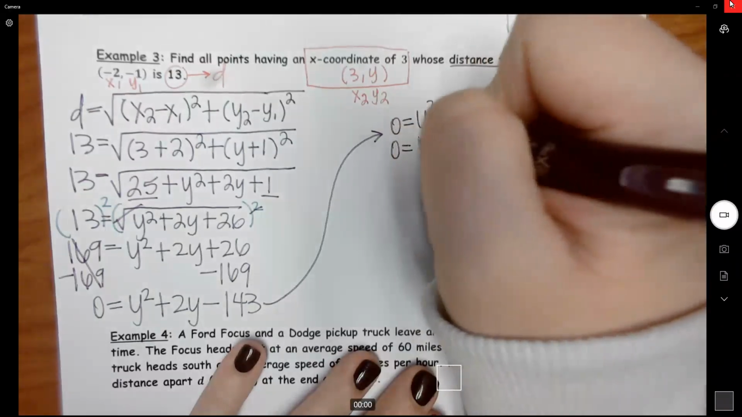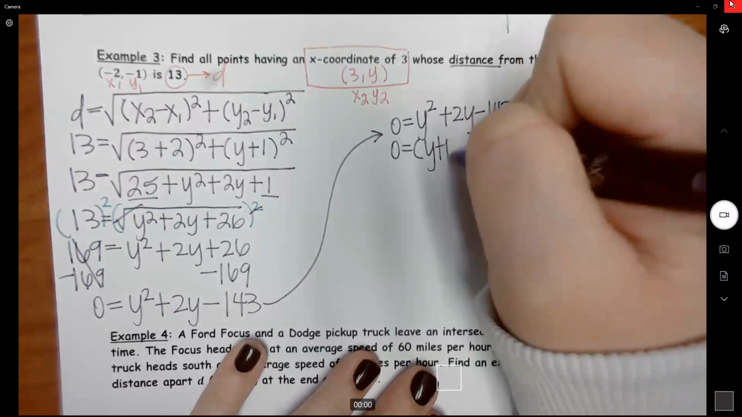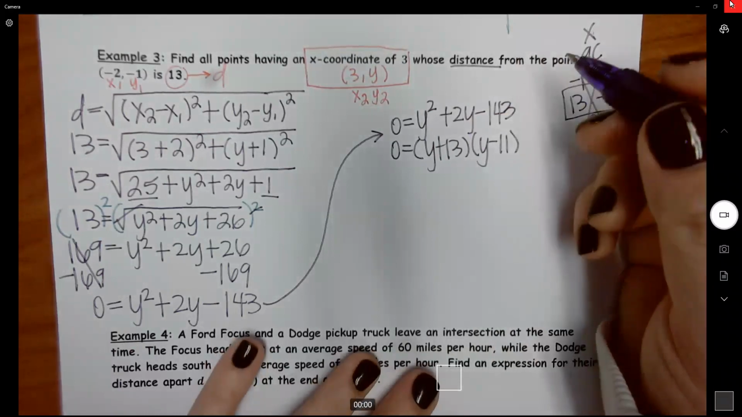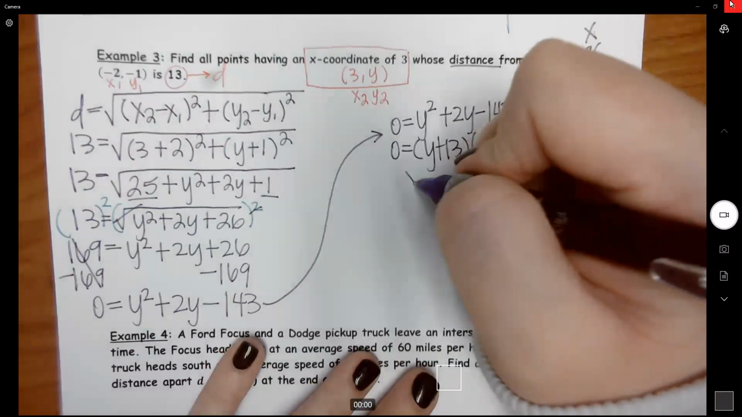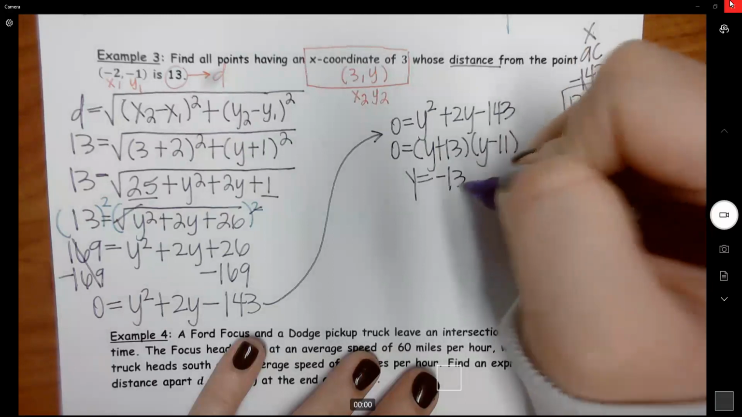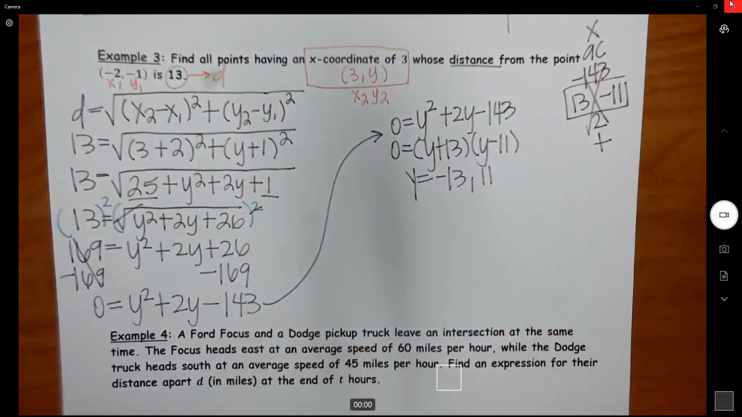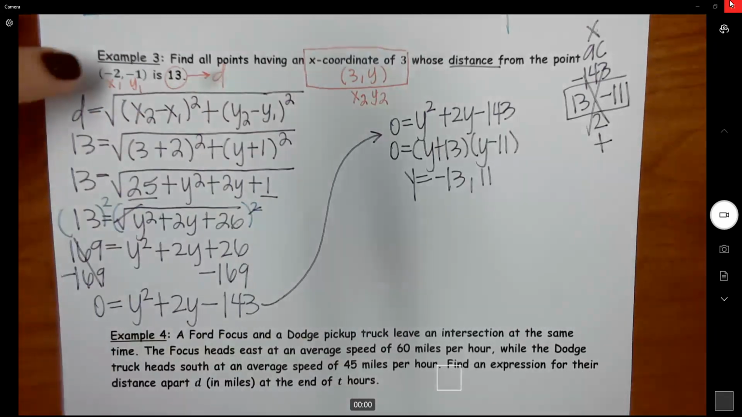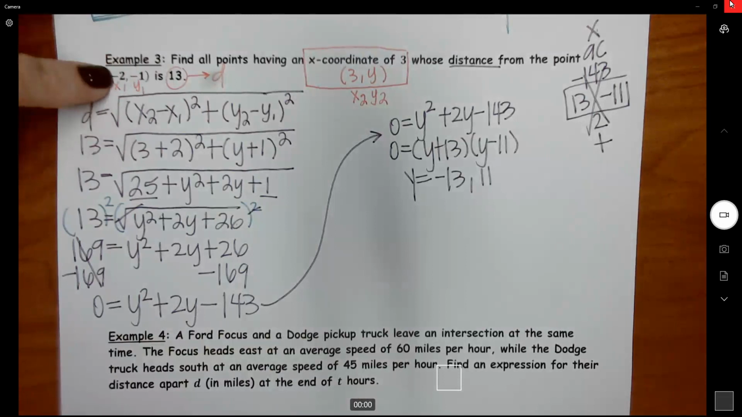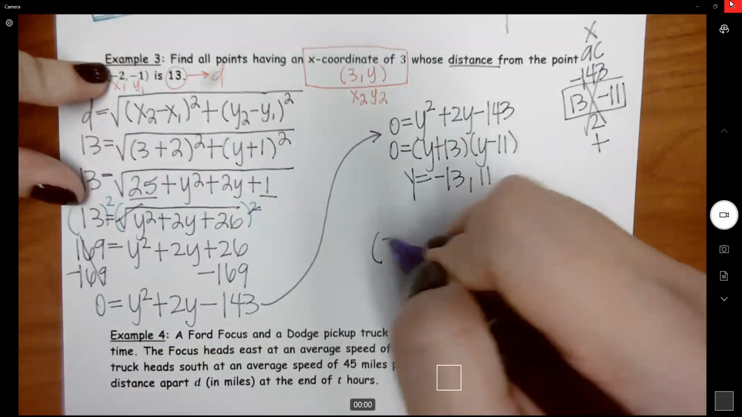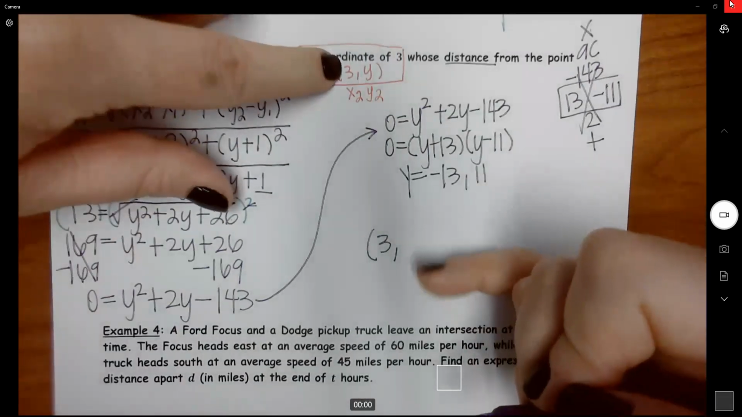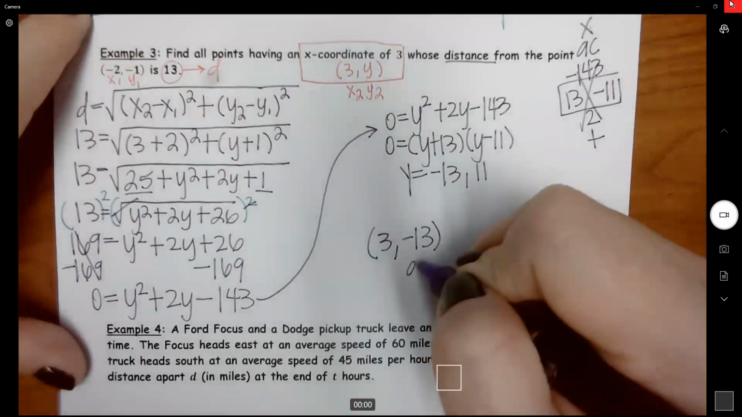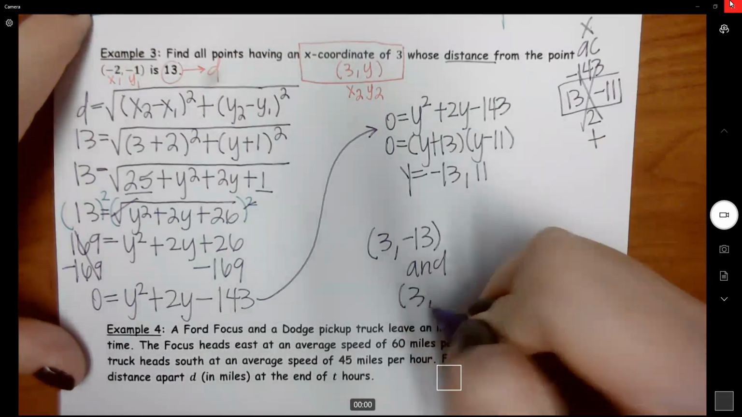So this becomes (y plus 13)(y minus 11). Set these both equal to 0 and solve. So y equals negative 13 and 11. We need to find all points that have an x-coordinate of 3 and a distance of 13 from this one point. So the points are (3, -13) and (3, 11).